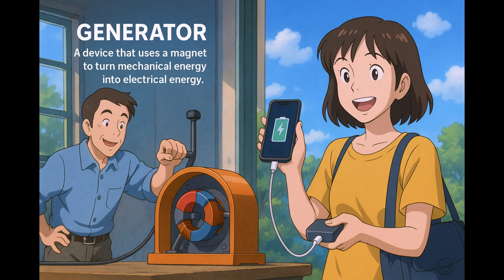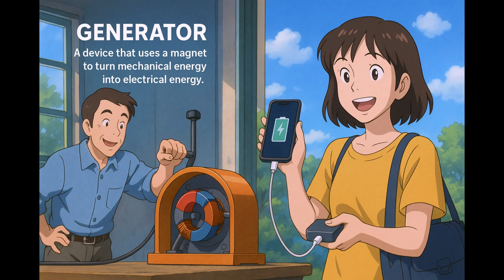Imagine trying to charge your phone while you're out and about and your battery is dying. Just as you might use a portable power bank to convert stored energy into a charge for your phone, a generator uses a magnet to convert mechanical energy into electrical energy.